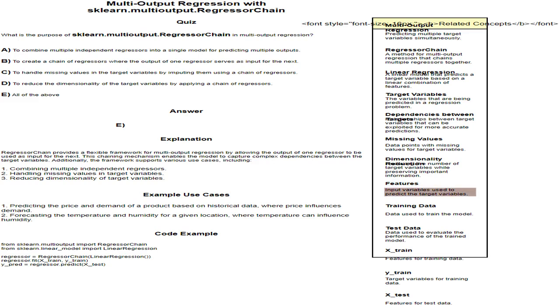Features: input variables used to predict the target variables. In a house price prediction model, the features could include the size of the house, its location, number of bedrooms, and age of the house.